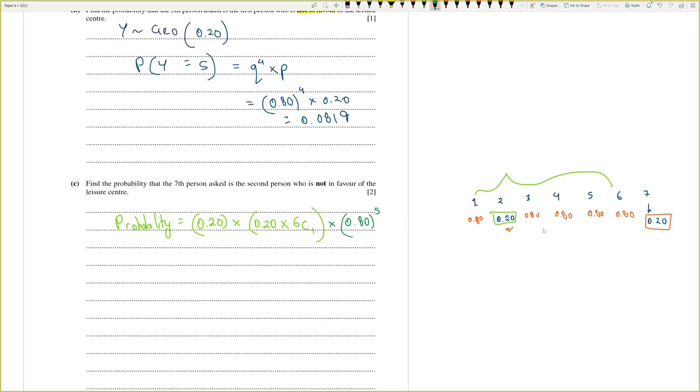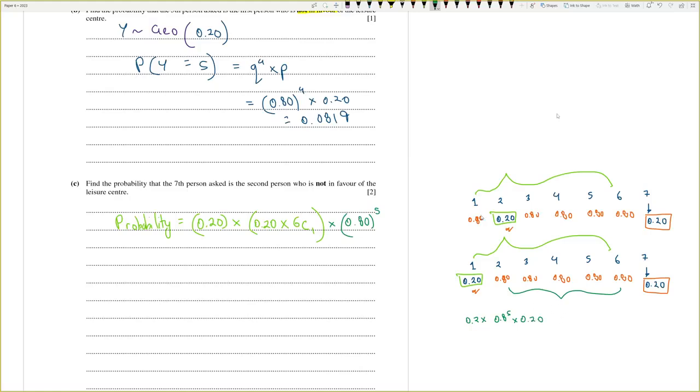So essentially what happens is, let me break it down for you guys. This is another option, these two can interchange. So what will this be exactly? 0.2 times, we have this 5 times in a row, 0.8 to the power 5 times 0.20. And what about this one? The first one would be 0.8 times 0.2, then 0.8 2 times in a row, then 0.2, which is basically 0.2 times 0.8 to the power 5 times 0.2, or 0.2 square times 0.8 to the power 5.